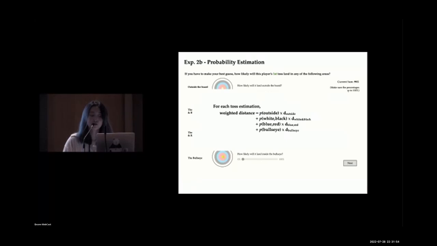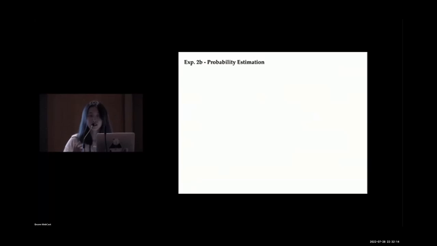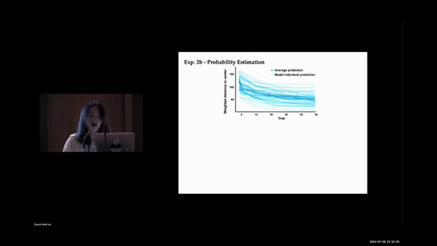From this, we constructed a weighted distance to center based on participants' probability estimations for all 4 regions and the average distance from that region to the center of the bullseye. I'm glossing over some of the details here, but I'm happy to talk more about this part in the Q&A. With the weighted distance to center, we can again construct participants' predicted learning curve in experiment 2B. And this is what the individual and aggregate level predicted learning curves look like.